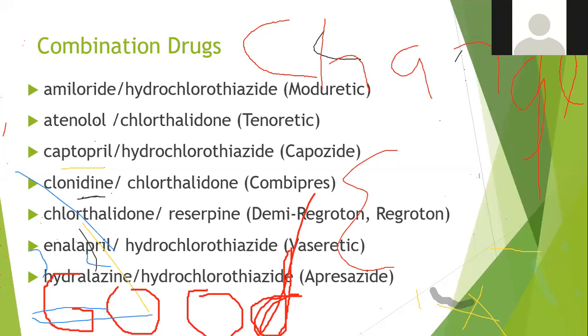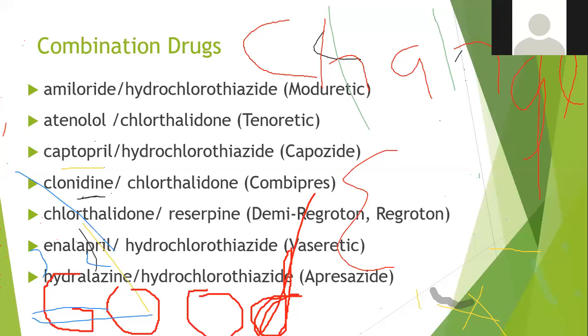The commonest example of the antihypertensive combined therapy is Moduretic. That is a combination of amiloride and hydrochlorothiazide. So we have many patients on Moduretic, and with your knowledge of cardiovascular drugs, you should know why this patient is actually on Moduretic. We can also have combination drugs in the form of Tenoretic, which combines atenolol and chlorthalidone. It can come in the form of Capozide. Capozide contains captopril and hydrochlorothiazide. And you can have Combipres, which is a combination of clonidine and chlorthalidone. We can have Regroton, which is a combination of chlorthalidone and reserpine. We can have Vaseretic, which is a combination of enalapril and hydrochlorothiazide. We can also have Apresazide, a combination of hydralazine and hydrochlorothiazide.